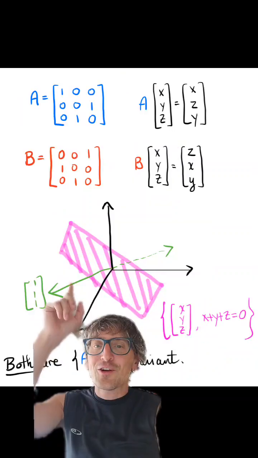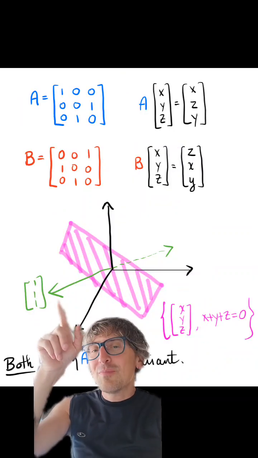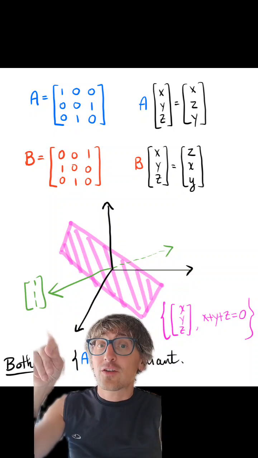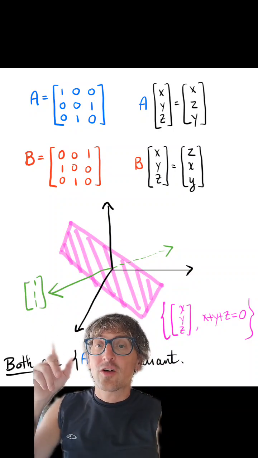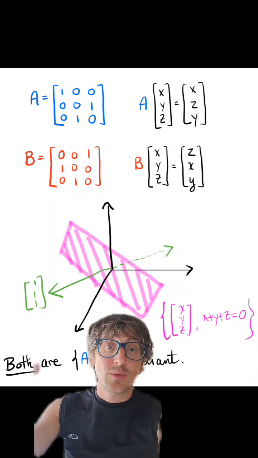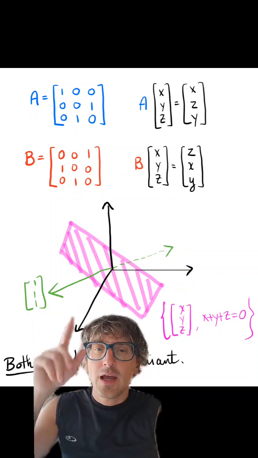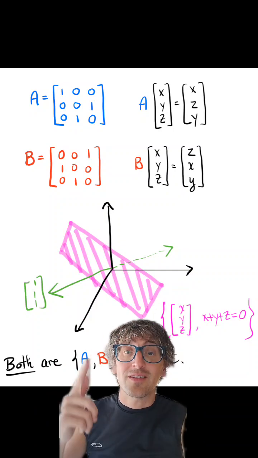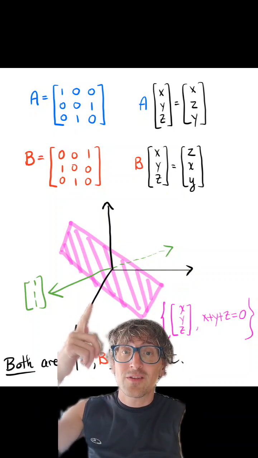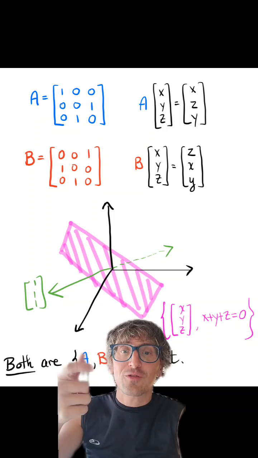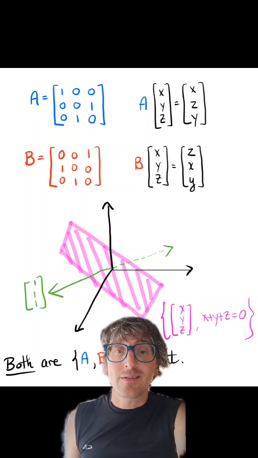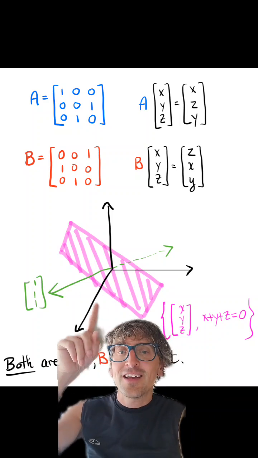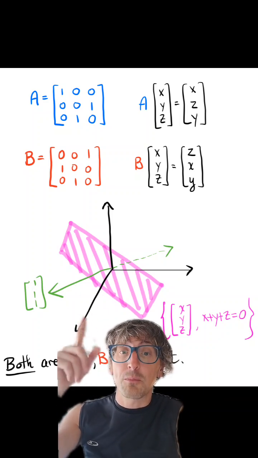Here are our two matrices again, and you may have noticed earlier in the video that the vector (1, 1, 1) is actually an eigenvector for both. So both matrices are going to send that line, this green line, to itself, so that line is invariant. Also, you can check that if you start with a vector whose entries sum to 0, whether you swap two of the entries or you permute them, that property is still going to be preserved. So this pink two-dimensional subspace is going to be invariant under both matrices.